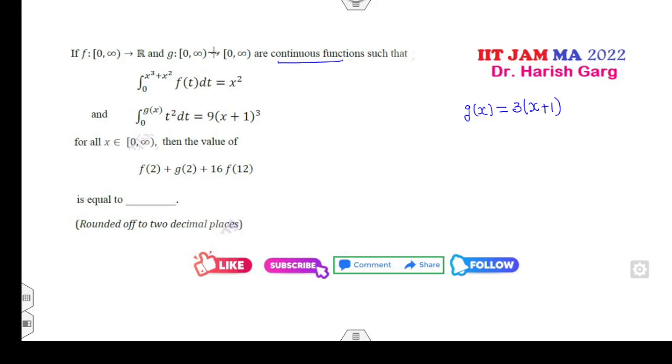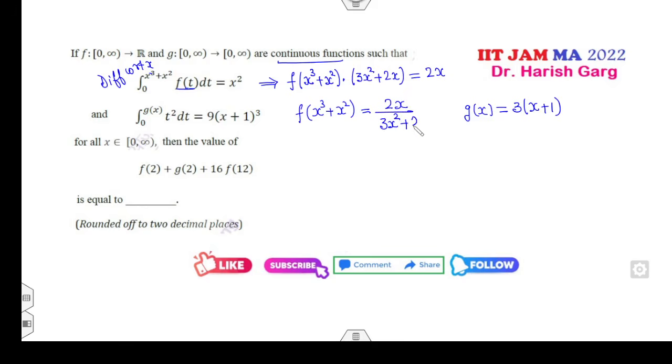Fine. Now, look at the first value. I can differentiate this with respect to x. Fine. Partial derivative of f with respect to x is 0. Then I can use the upper limits. That is x cube plus x square into the derivative of x cube plus x square, which is 3x square plus 2x. So can you find the value? That will be 2x divided by 3x square plus 2x. x will be cancelled out, 3x plus 2. Now you can calculate the value.